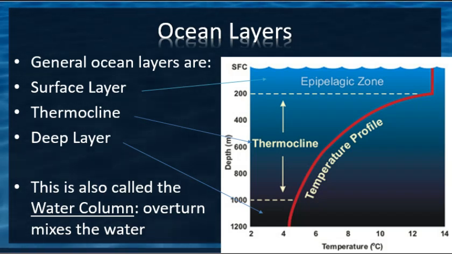I'll give you the depths on the next slide, although they have them here, don't they? This is in meters. I'll give you feet in a minute. So the epipelagic goes down about 200 meters, thermocline between 200 and 1,000, and below 1,000 is the deep layer. We're going to see some changes in temperature, changes in light absorption, changes in salinity, all these things working to keep the thing moving.